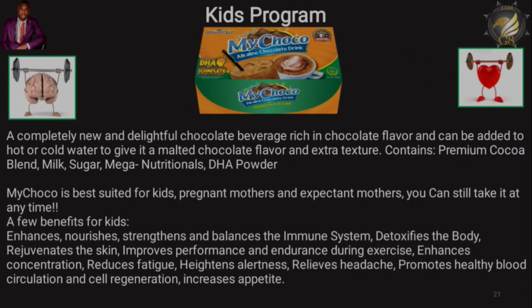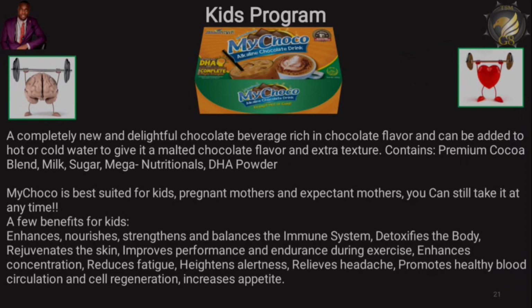Okay, so some of the benefits, especially if you're giving this to the kids: it enhances, nourishes, strengthens, and balances the immunity system, detoxifies the body, rejuvenates the skin, improves performance and endurance during exercise, enhances concentration, reduces fatigue, heightens alertness, relieves headache, promotes healthy blood circulation and cell regeneration, and increases appetite in kids.